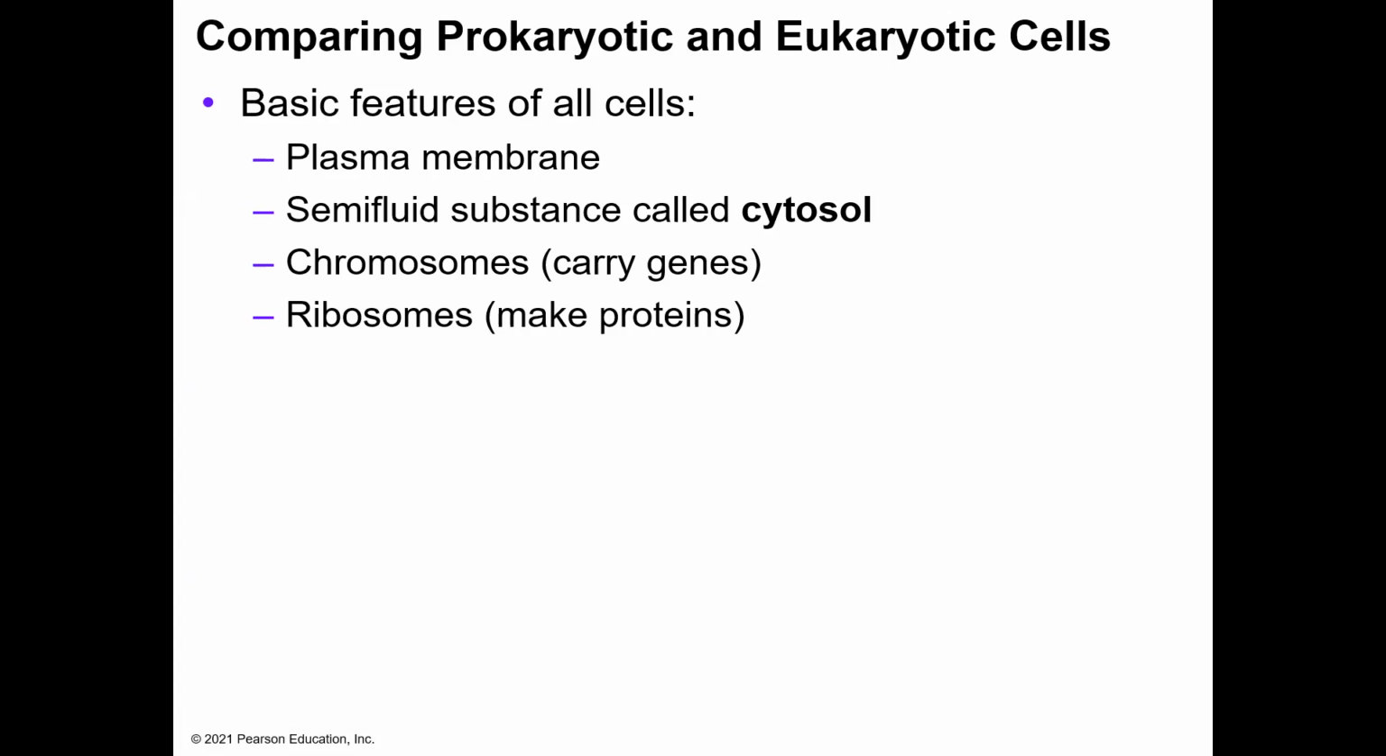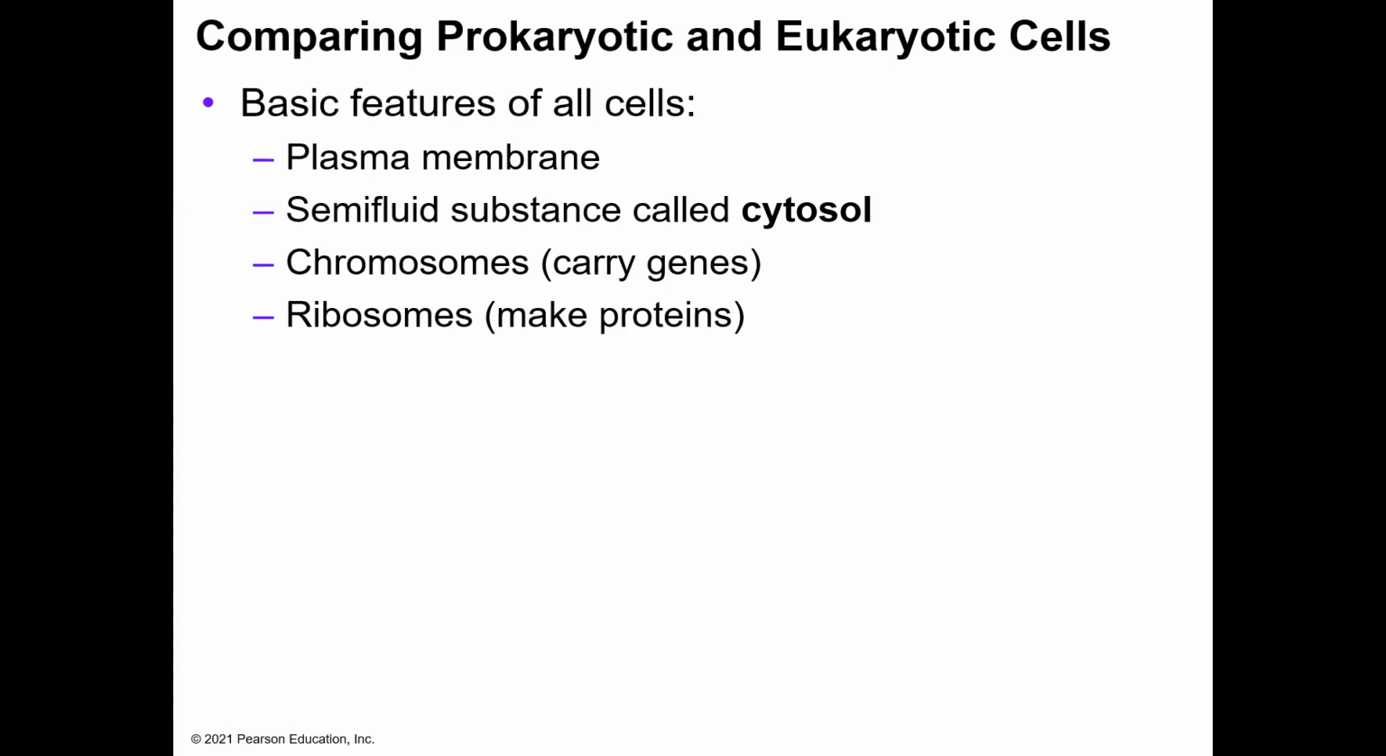All cells have some chromosomes. So even though prokaryotic cells do not have a nucleus, they still have DNA, they still have chromosomes, and they carry their genetic code within that. So all cells have chromosomes.